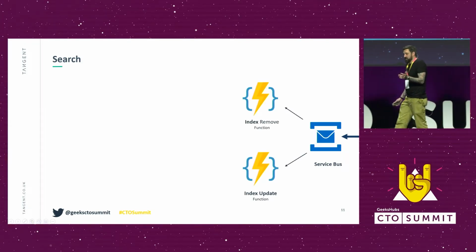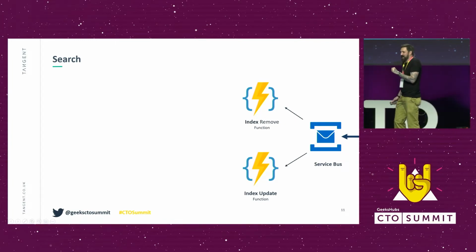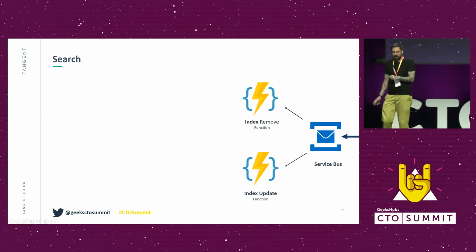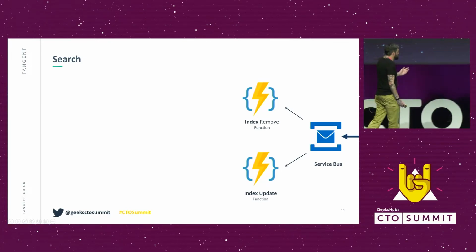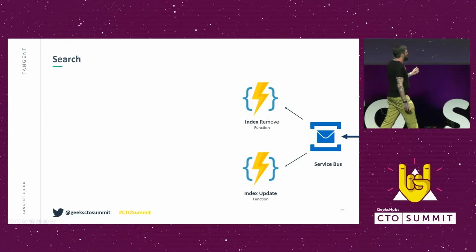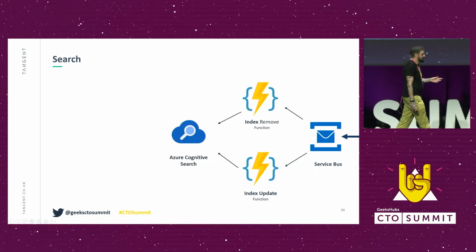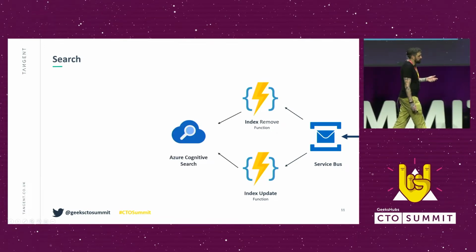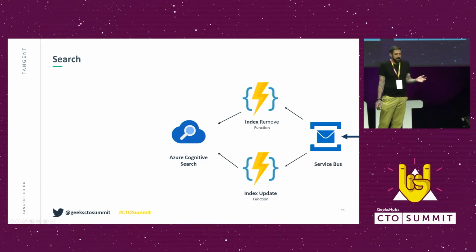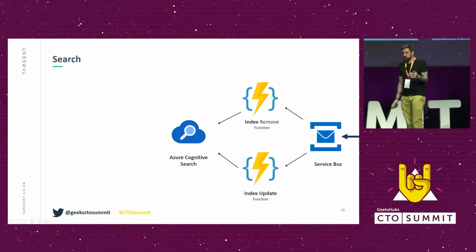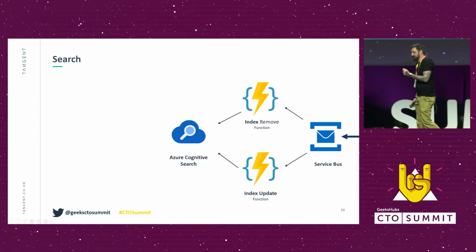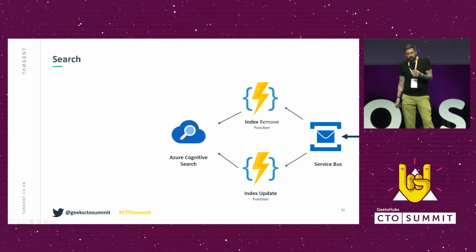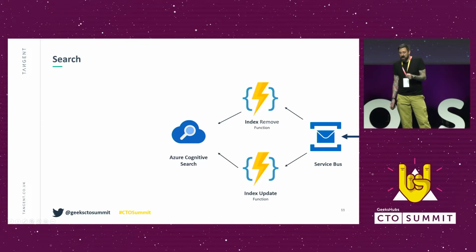Again, we have two functions. It will be nodes and pods one day, but at this point, they're functions. One to remove an item from an index, and you're probably guessing what's coming next now, and the other one to update an item in an index. And we use something called Azure Cognitive Search. It's a Lucene index. I like Elasticsearch or Solr. It's the managed service offering from Azure, and means we can index all our items in there.